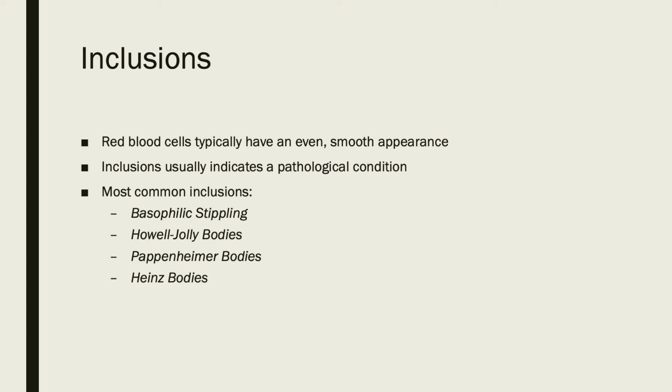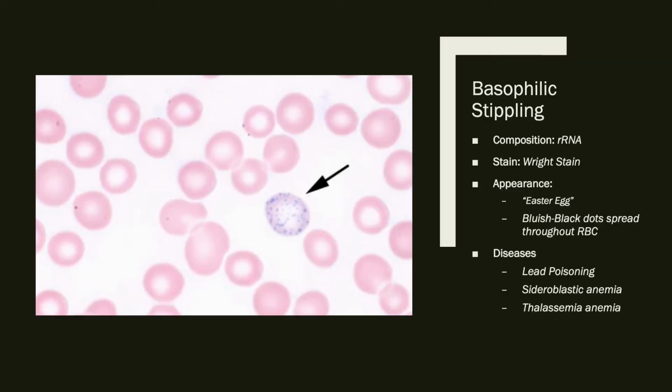But obviously red cells should just be a nice round shape. We've got an even border, a slight central pallor due to the biconcave shape of the cell. We all know what red blood cells look like. So if there's anything that looks weird about them, specifically if we've got any weird dots on them, we should start thinking about inclusions, which is typically going to be pathological. So we just want to make sure we are aware of them. The most common ones we're viewing in this video are going to be basophilic stippling, Howell-Jolly bodies, Pappenheimer bodies, and Heinz bodies. So let's hop into the review here.